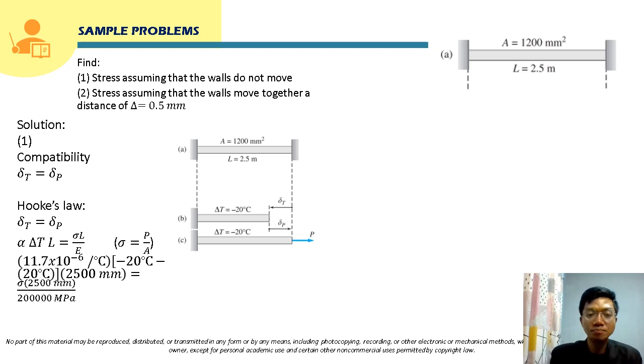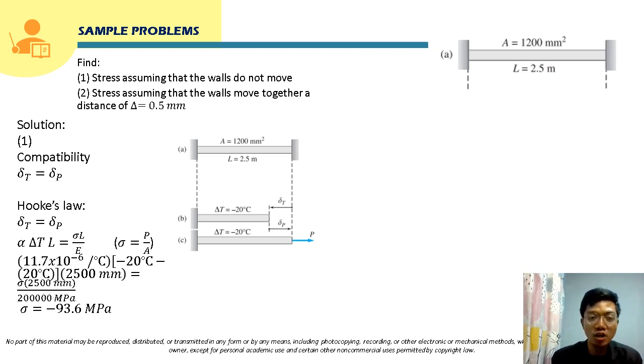So substituting the values: alpha is 11.7 times 10 raised to negative 6 per degree Celsius. Since the unit of alpha is per degree Celsius, the temperature should be in degrees Celsius also, but since the given is already in degrees Celsius, we will just directly substitute. Final temperature, negative 20 degrees Celsius, minus initial, 20 degrees Celsius, times length, 2,500 millimeter, equals sigma times 2,500 millimeter over the modulus of elasticity, 200,000 megapascal. Here, class, we can directly solve for sigma since that is the only unknown.